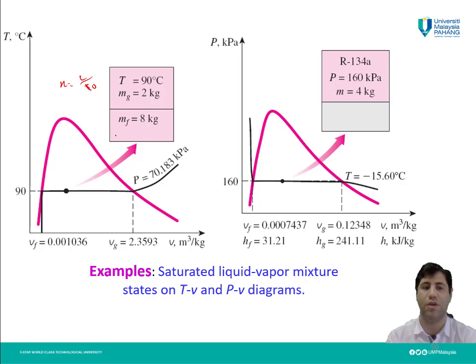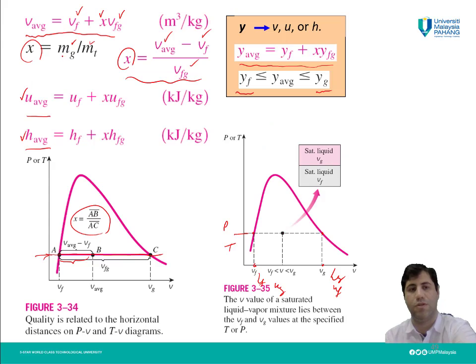Then we have x, we can calculate Vf and Vg for this. We are going to understand V for this one. How much is it? We need to first calculate x. By this information, we can calculate x, then use that equation which we had in the previous slide, which we just showed you. The average V equals Vf plus x Vfg.